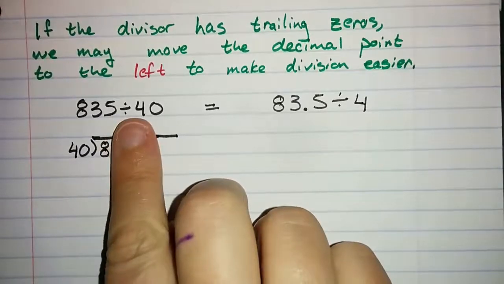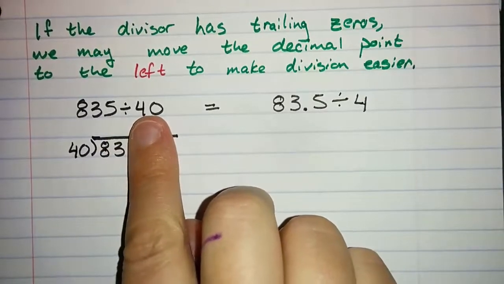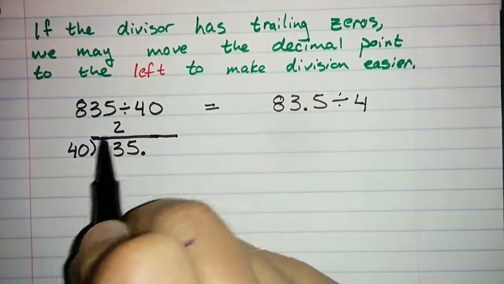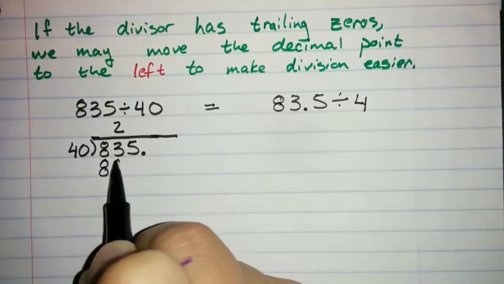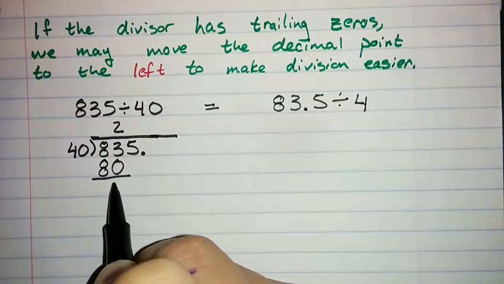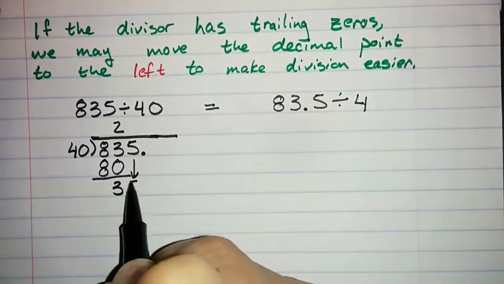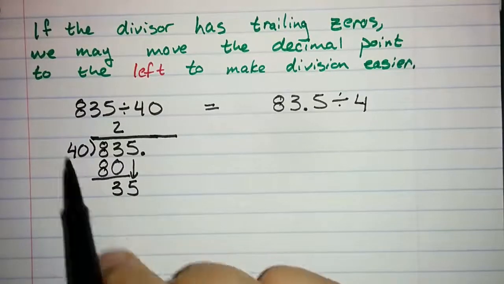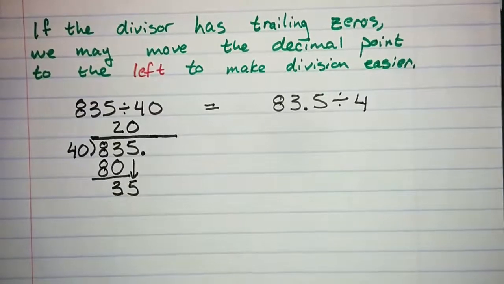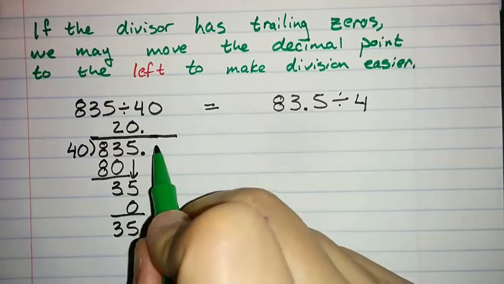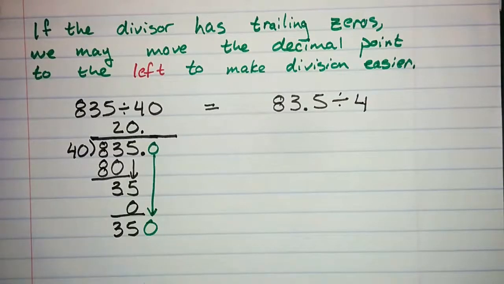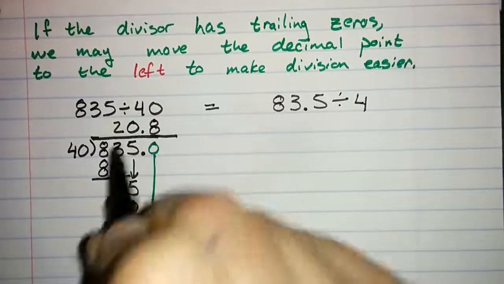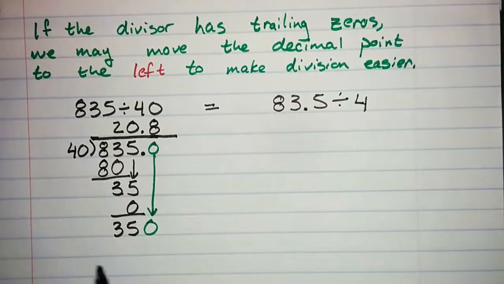4 goes into 8, not at all. It goes into 83 twice. 2 times 4 is 8, so 2 times 40 is 80. Subtract, I get 3. Bring down the 5. 40 goes into 35, not at all. And so I bring in another 0, since there's something left over. 40 goes into 350, 8 times. 8 times 4 is 32, so 8 times 40 is 320.